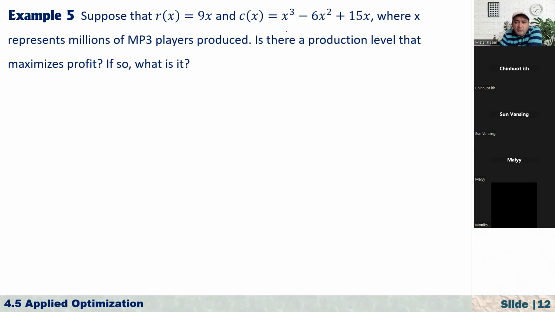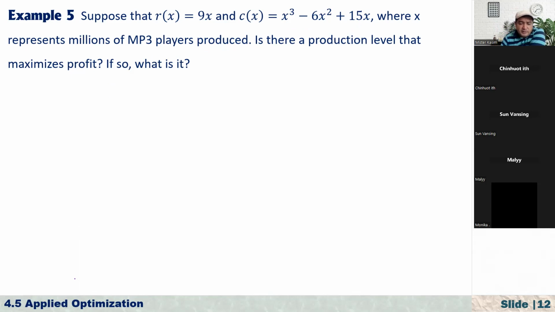And how about the cost? Let's say the cost function is modeled by this function, x cubed minus 6x squared plus 15x, where x represents millions of MP3 players produced. So in this case, you're talking about MP3 players. So is there a production level that maximizes profit? If so, what is it?